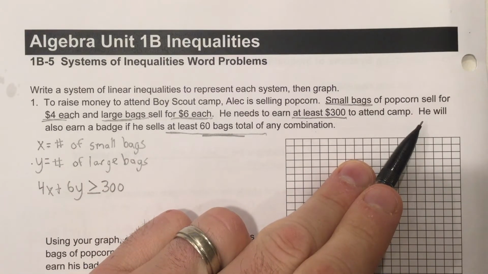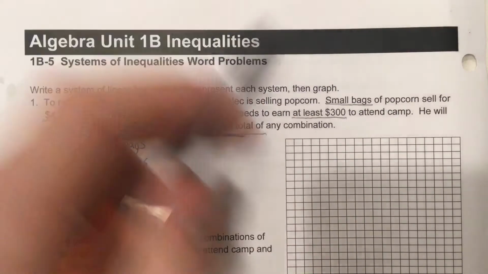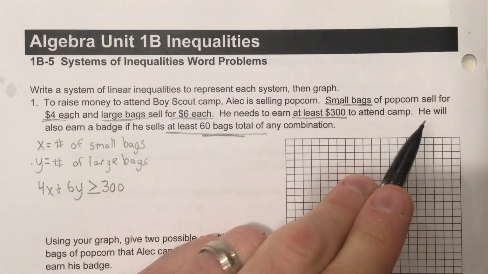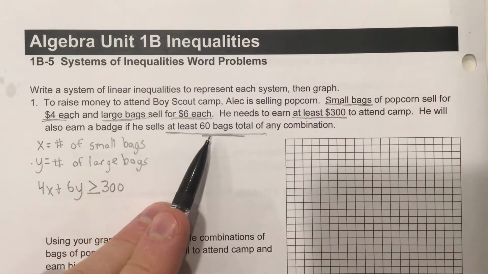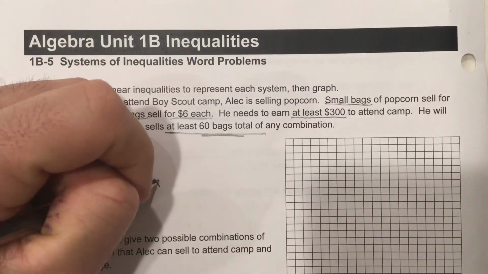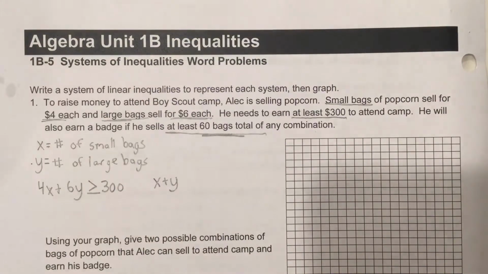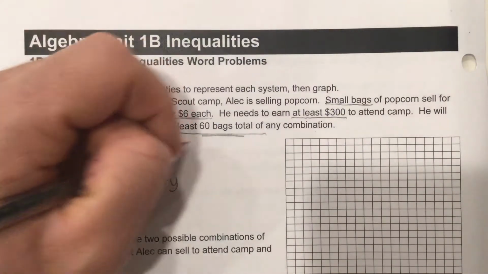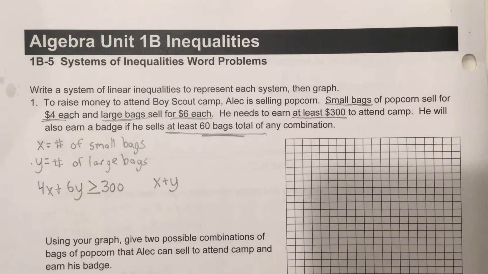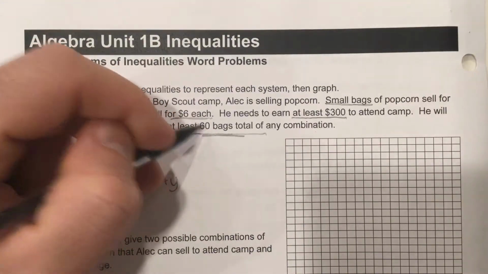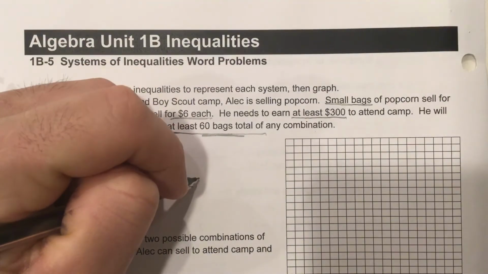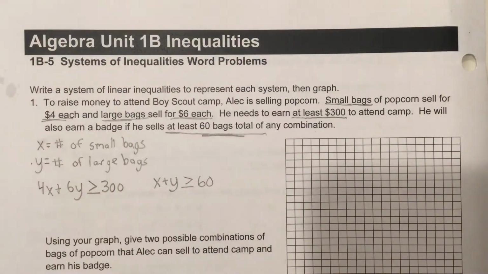The other inequality then is going to be he will earn a badge for at least 60 bags. So when I add my number of small bags, which is x, added to the number of large bags, which is y, it needs to be at least. Again, at least means it can be 60 or more, so greater than or equal to 60.